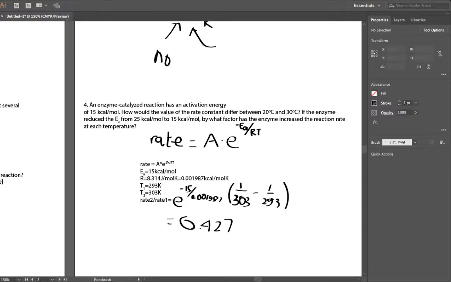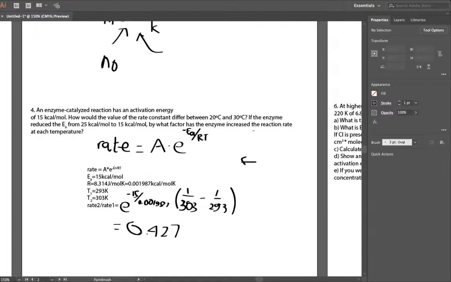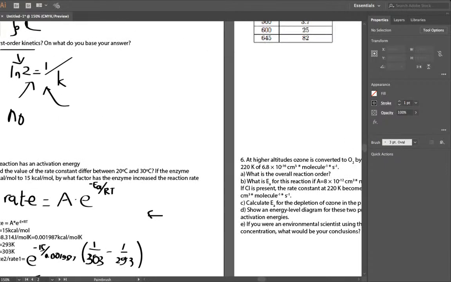What I'm hoping is that the negatives should cancel each other out. Oh wow, 1 over 303 minus 1 over 293. You know what? I will recheck this later and probably make a separate video. It might need a little bit more thinking.